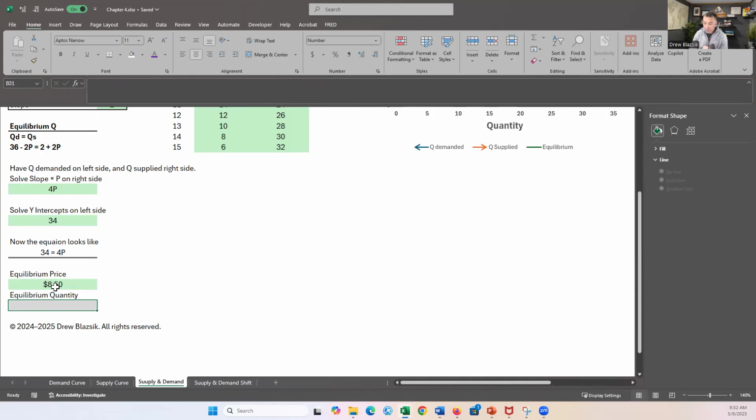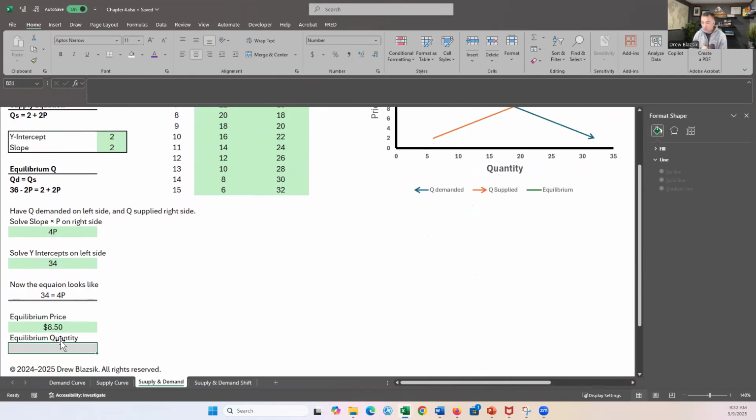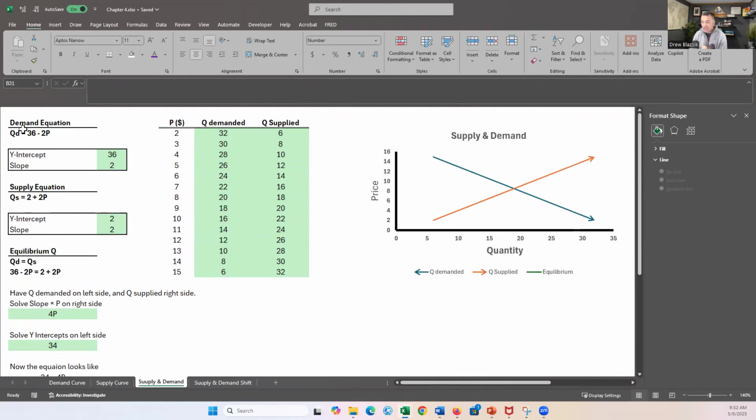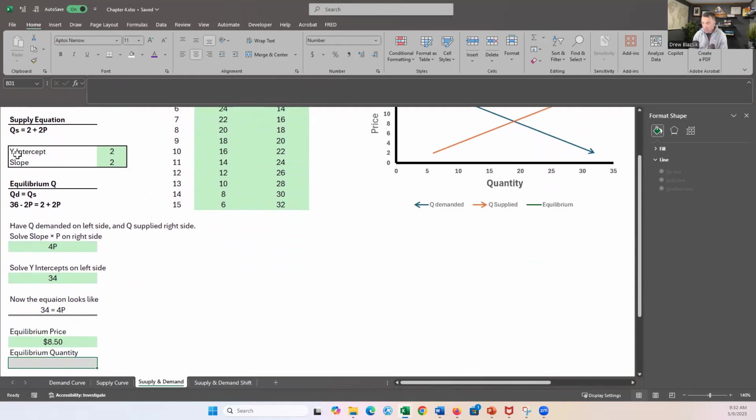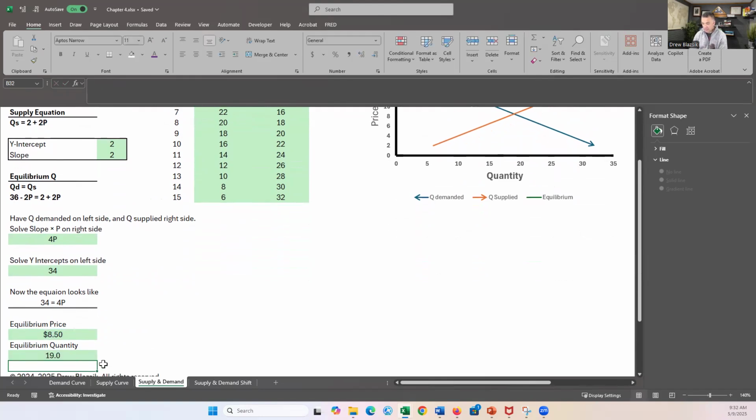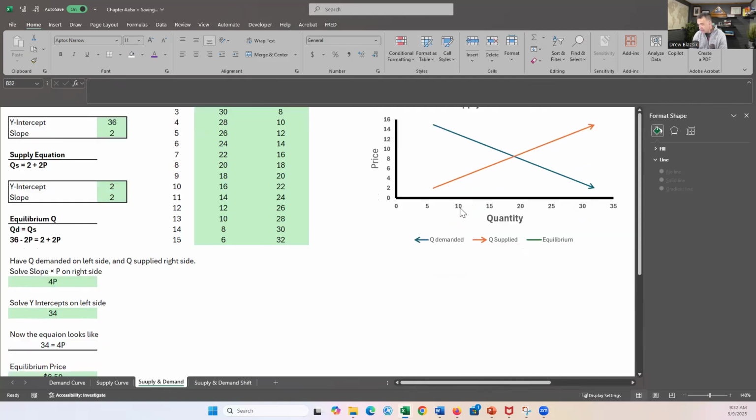And now we want to solve, what is the equilibrium quantity? Well, if we already have price, and the two are equal to each other, all you're going to do is plug that 8.50 into either of these two equations. That will give us quantity because they equal each other. It doesn't matter which one you plug in. So let's plug that in. I'm going to do the supply one. You could do either one, it'd be the same thing. That's going to be 2 plus 2 times that price, right? There's the equilibrium quantity.